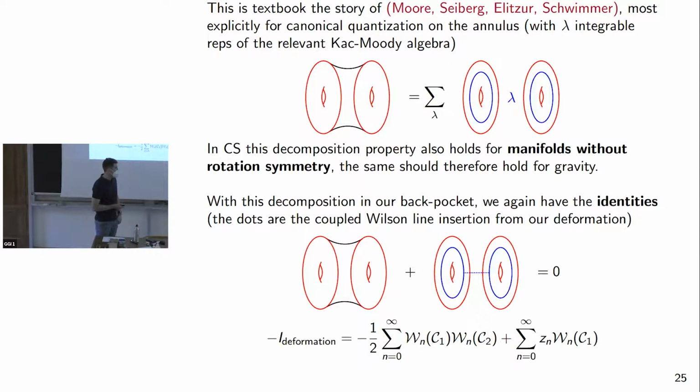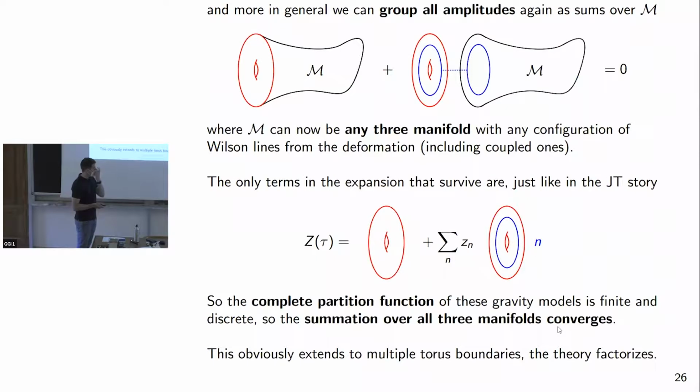So I think with this decomposition, our back pocket, we can start applying basically the same identities that we had before. For instance, we can cancel the wormhole by this bilocal interaction that we get from expanding out our action. And more generally, we can do that for all the 3-manifolds, where this guy can now have any number of Wilson lines braiding with each other and the manifold.